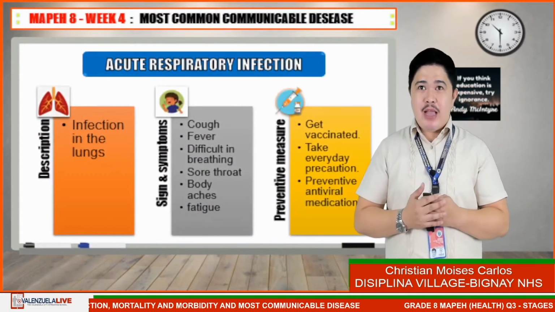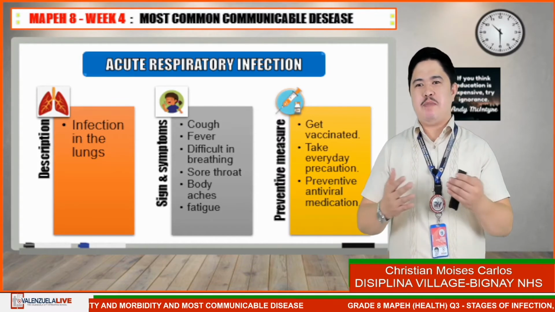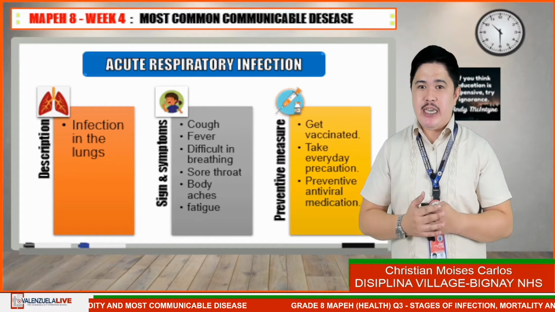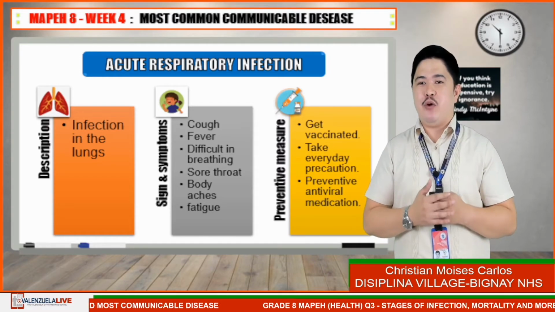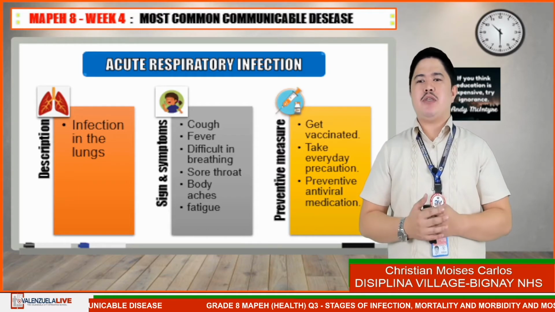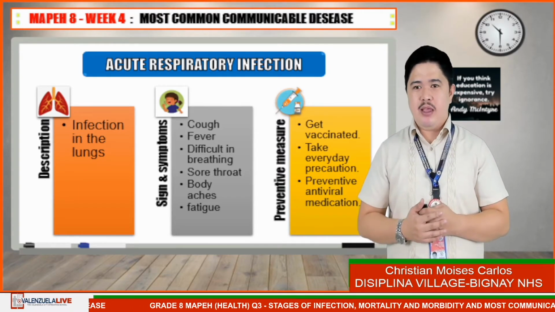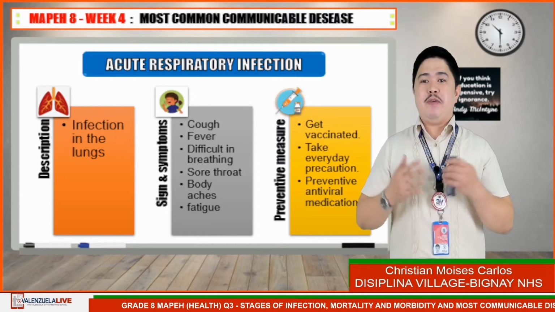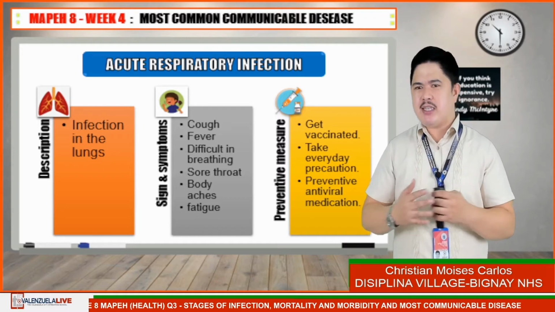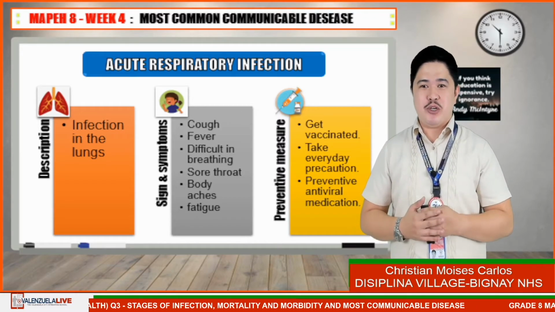Okay, we have acute respiratory infection. What is the description of this? It is an infection of the lungs that may interfere with normal breathing. Signs and symptoms: we have cough accompanied by shortness of breathing, fever, difficulty in breathing, sore throat, body aches, and fatigue.